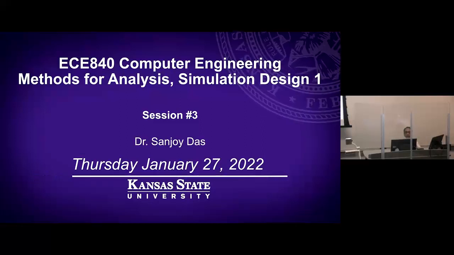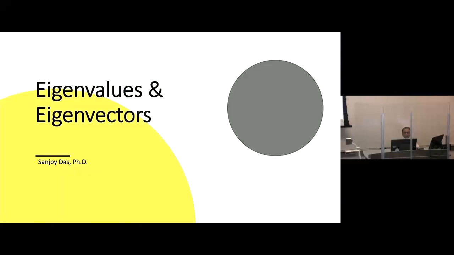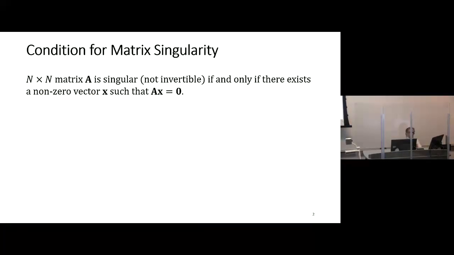Let's begin with today's lecture. Now, before we formally go into the contents of today's lecture, we probably did it in the last lecture, but I'll go over it again. Given an n by n square matrix A, this matrix is singular, that is, it's not invertible, its inverse does not exist, if and only if there exists a non-zero vector x such that Ax equals 0.